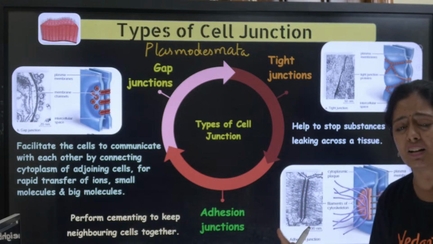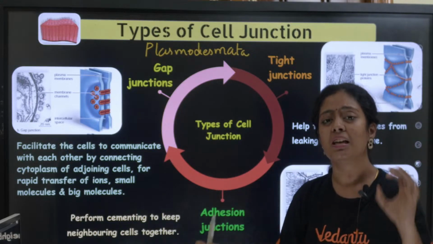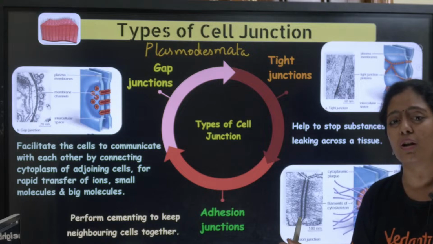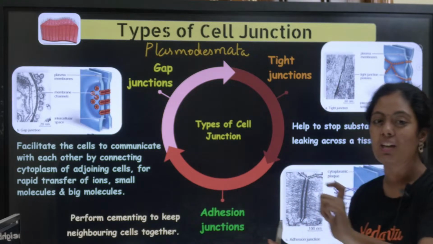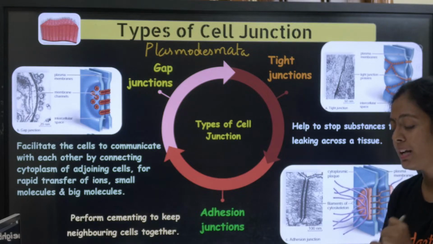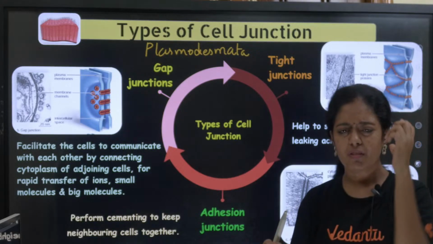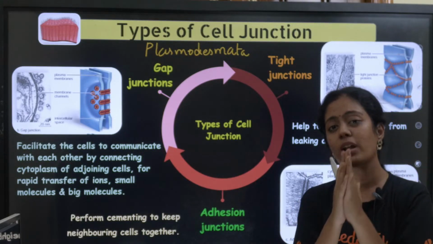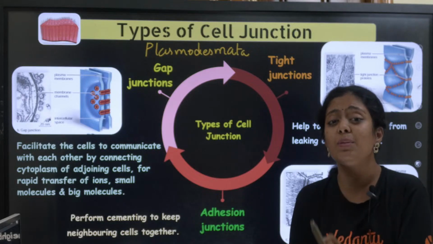So, has everyone understood the three types of junctions? Let me know if you have understood or not. Give me a green heart in the chat section so we can continue. Yes, plasmodesmata are present in plants. They have given this only as a very small bit in your NCERT book, but questions can be asked from here.